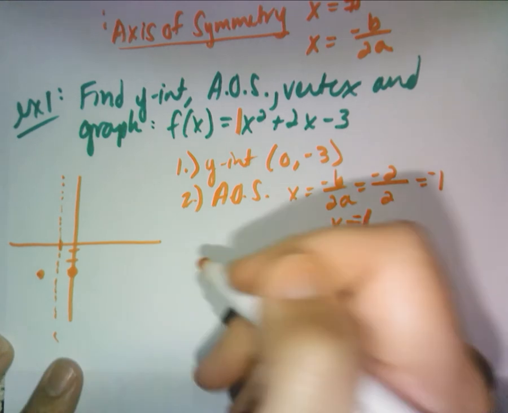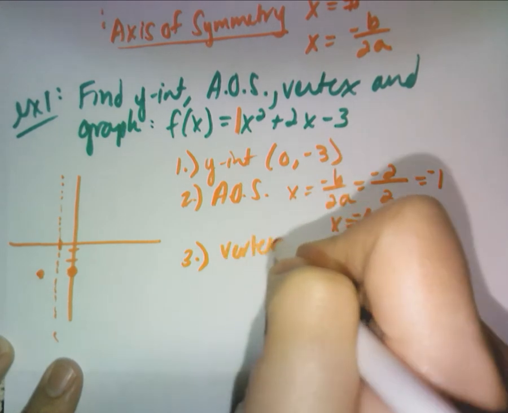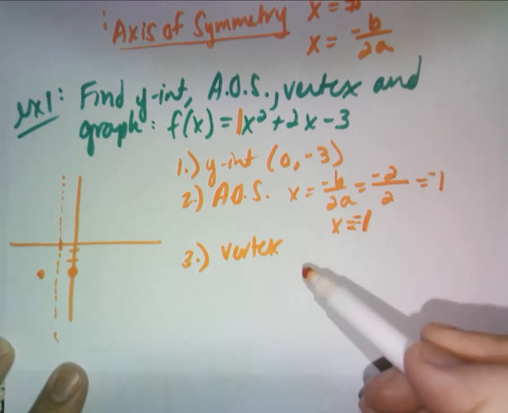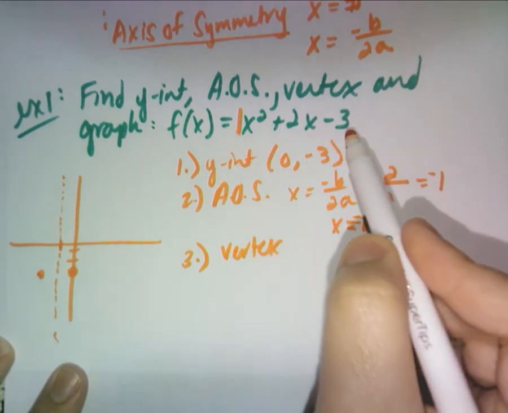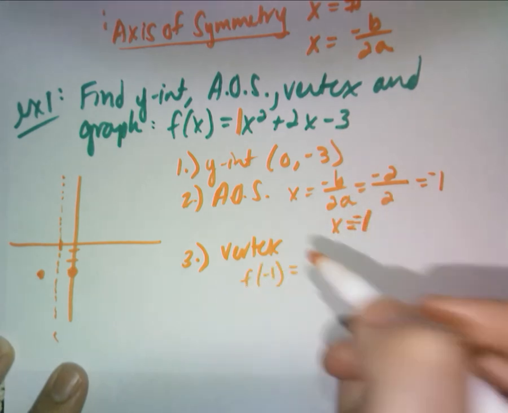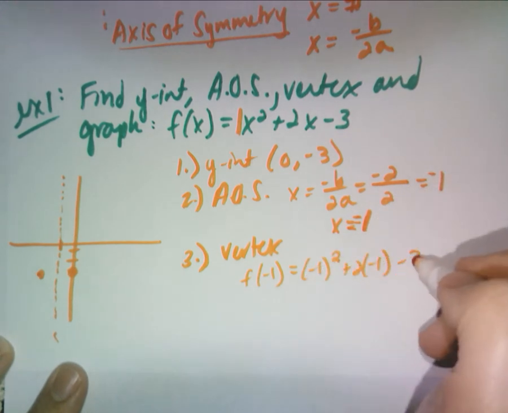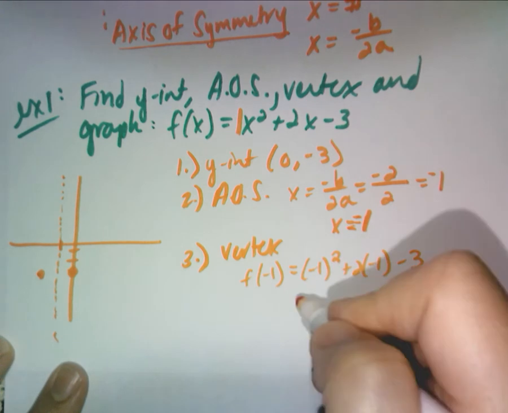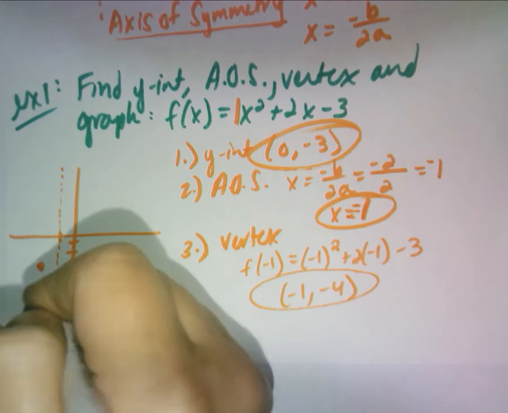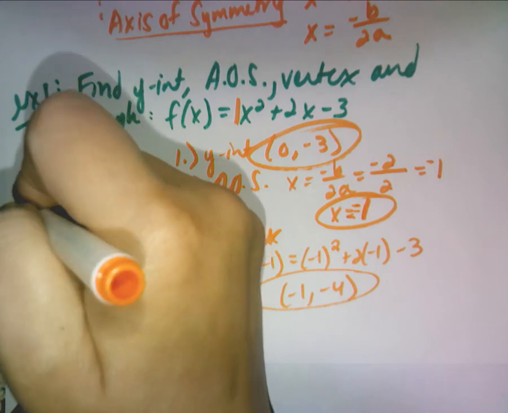So now let's find the vertex. The vertex is really cool in that if we know that x is negative 1, couldn't we just plug it in here to find the y, right? So let's find f of negative 1. That would be negative 1 squared plus 2 times negative 1 minus 3. What is it? Negative 4? Yeah. So negative 1, negative 4 is your vertex. Negative 1, negative 4, which would be right here. There you go.